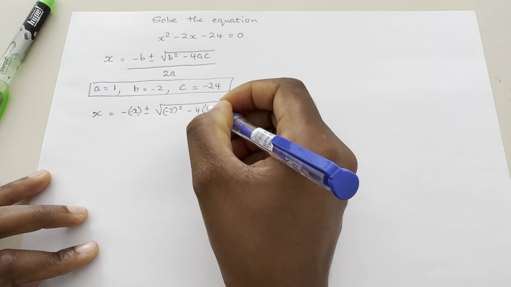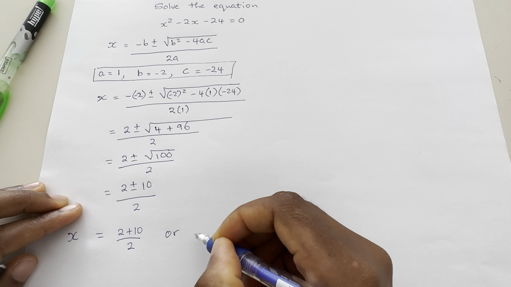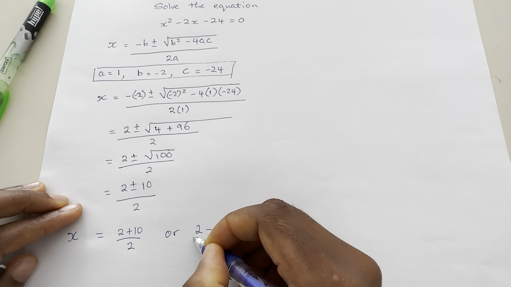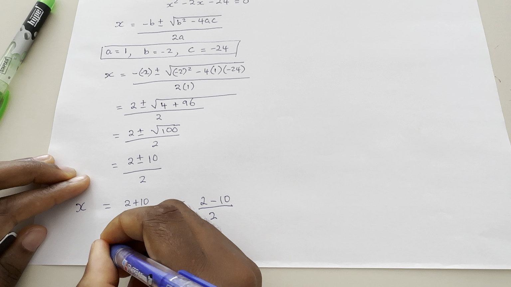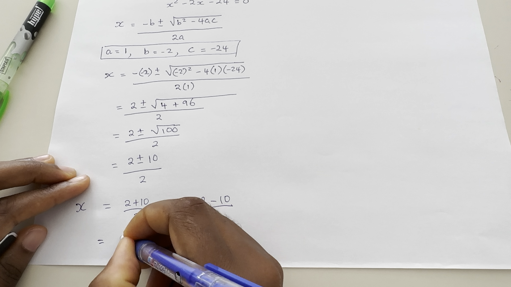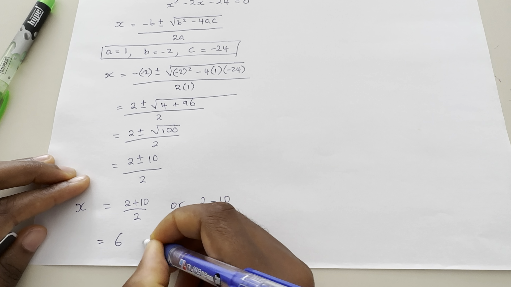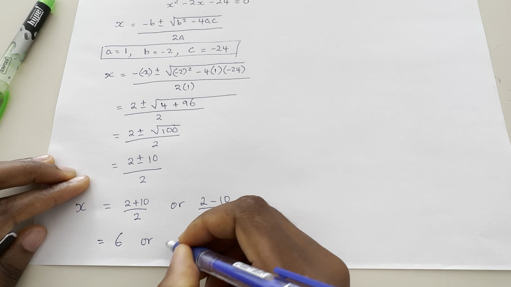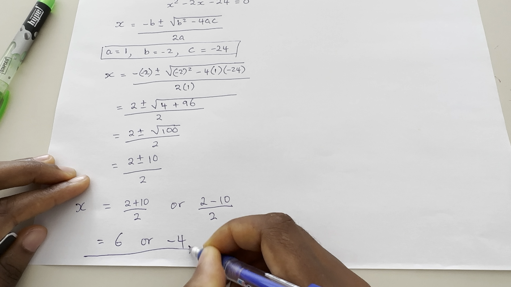And what is the square root of 100? It is 10. So we have 2 plus or minus 10, all over 2, right? Because we have plus or minus, it means we are going to have two answers. So our x value equals either 2 plus 10 over 2, or 2 minus 10 over 2. 2 plus 10, that's 12, and you get 6. Or the x value is going to be 2 minus 10, it's minus 8, divided by 2, we get minus 4. So these are our x values.